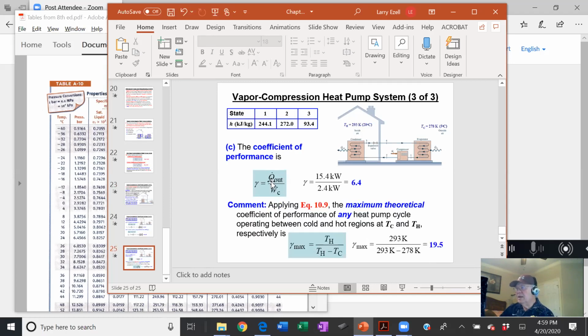And now the gamma becomes, instead of the QC, it's QH or Q out, which is the heat being dissipated inside your building. And he gets 6.4. That's a pretty good number. If we look at the maximum per the boundary temperatures, it could be 20. As you see, it's not anywhere close.